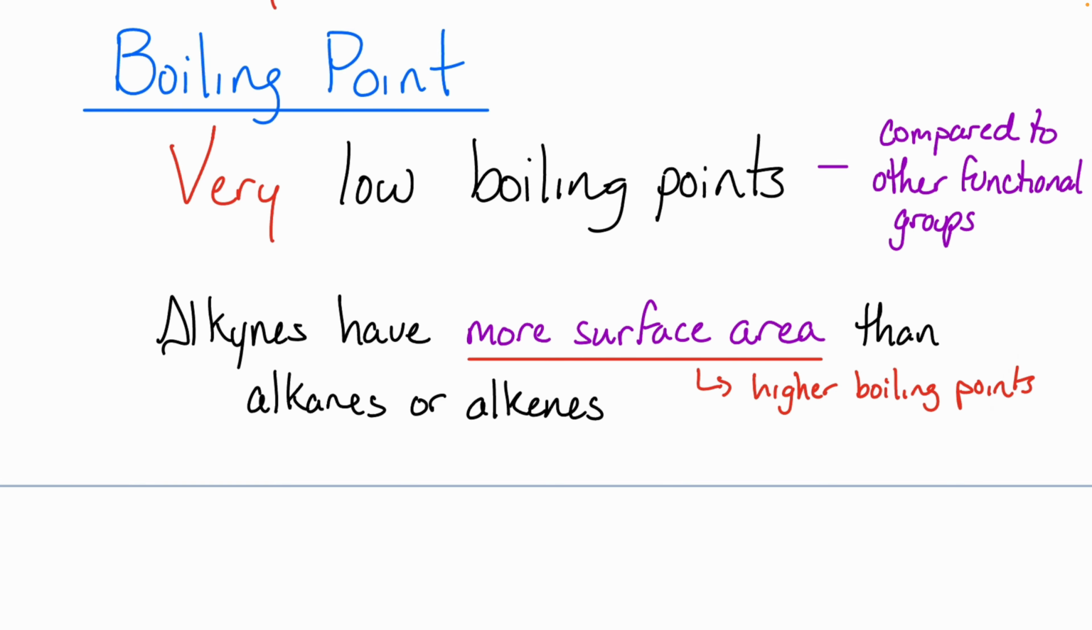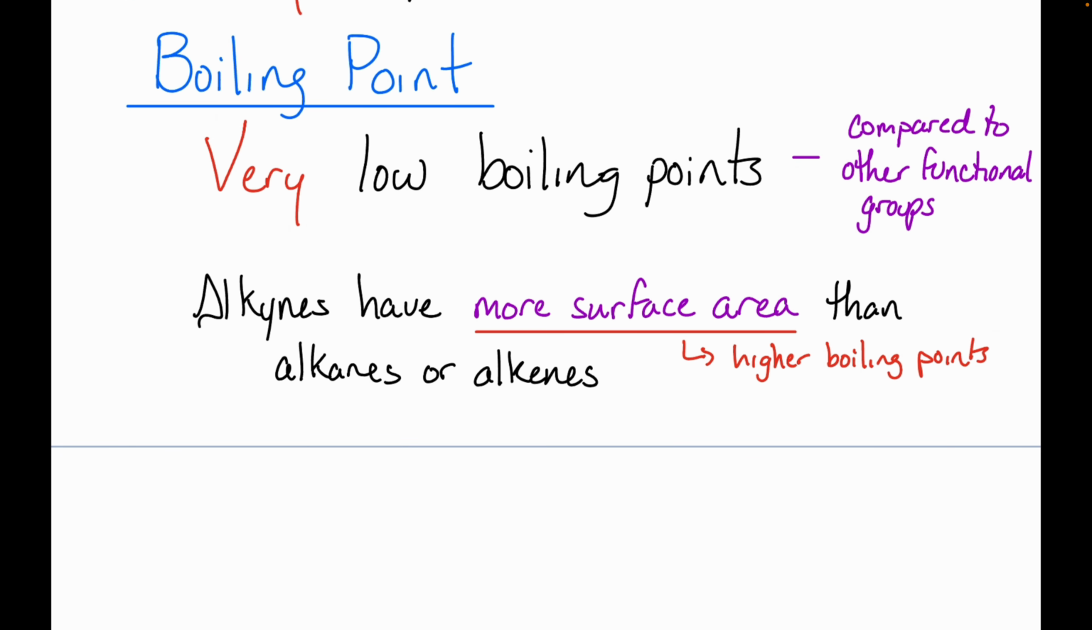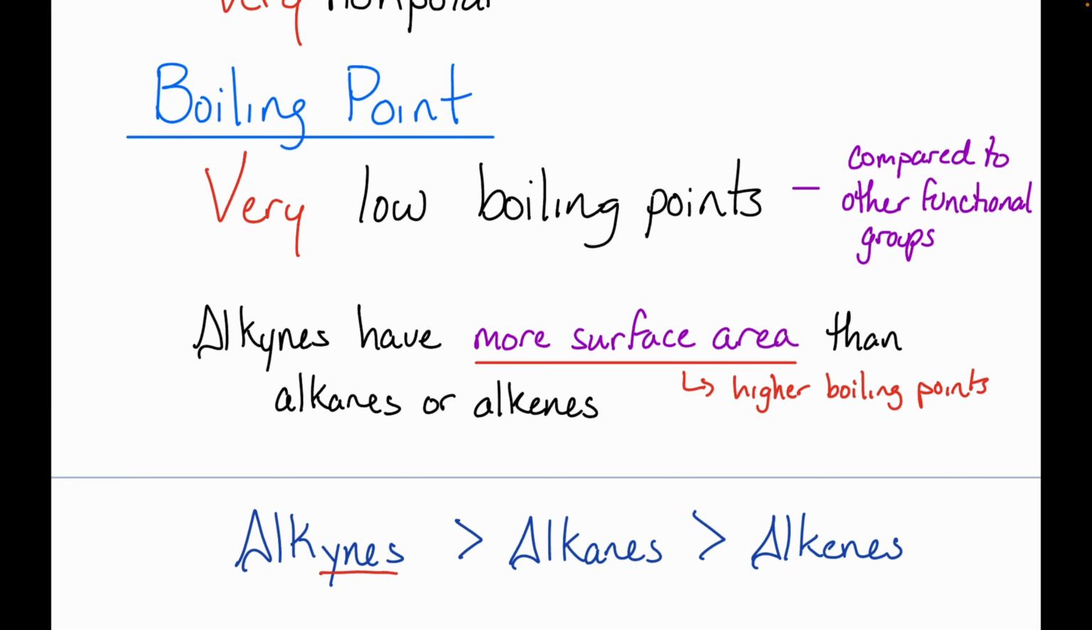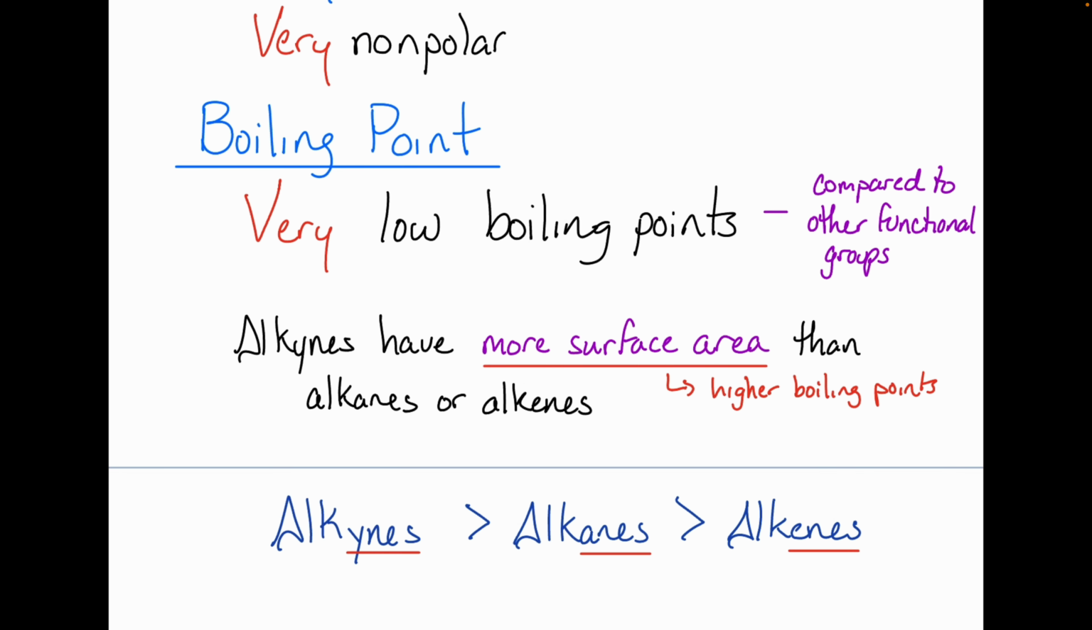All right, and just now tying this into what we learned before, we said that alkenes actually had smaller boiling points than alkanes. So that means our alkynes have higher boiling points than alkanes, and our alkenes have the lowest boiling point. So alkynes greater than alkanes, greater than alkenes in terms of those boiling points.